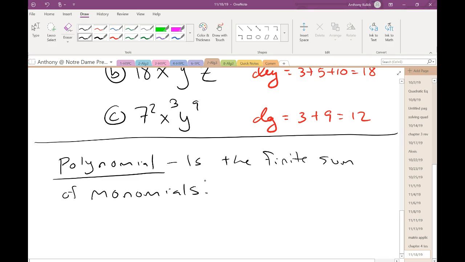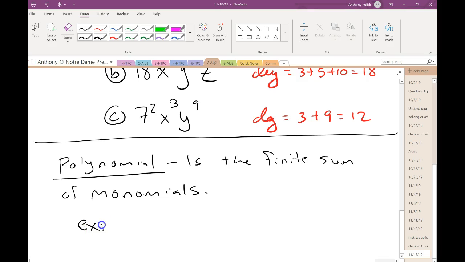So a polynomial is just going to be a finite sum of monomials. When we use this word finite, what do we mean? It's not infinite, right? We can't have an infinite number of things added all together and still be a polynomial. That's actually going to be a different mathematical term.